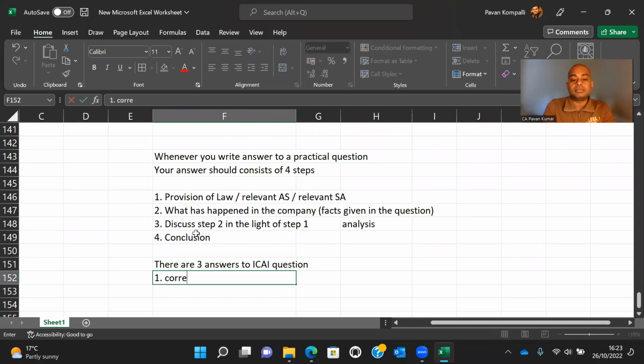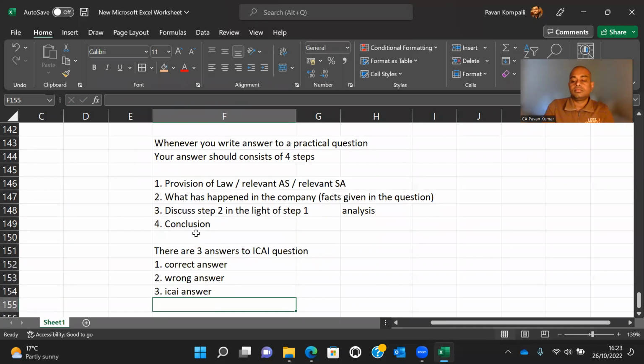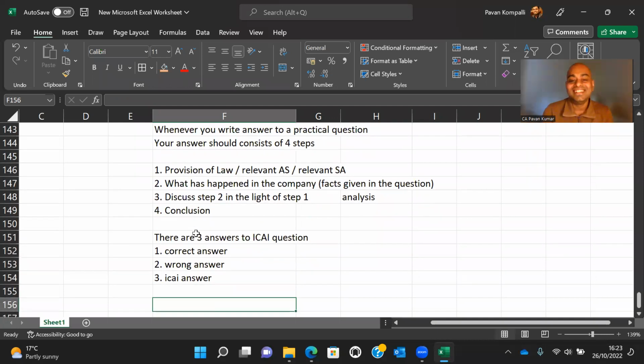First one is correct answer. Second one is wrong answer. Third one is ICAI answer. You write correct answer, you will not get marks. You write wrong answer, you will not get marks. You write ICAI answer, then only you will get marks.